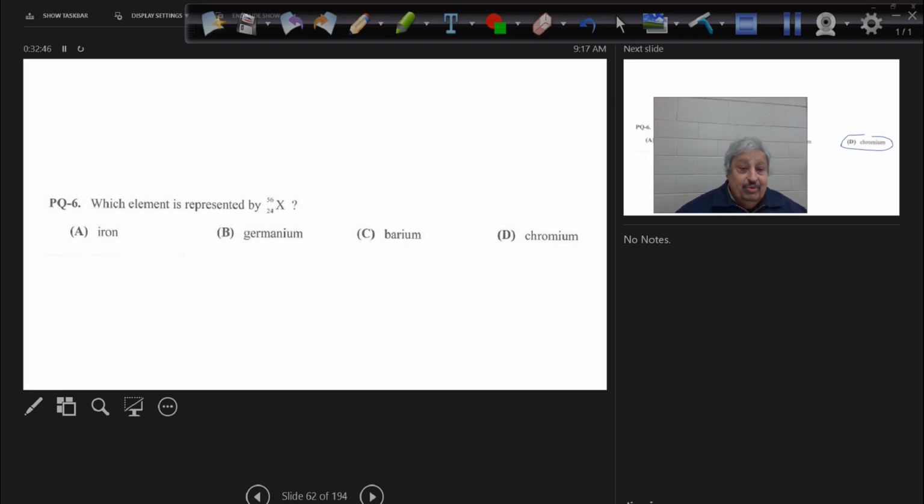So what will be this X? Look at 24, atomic number 24. Atomic number is always the least number, not the greatest number, always the smallest number. So what's this, A, B, C, D? I'm not looking. So you tell me which one. What's that? D, chromium, correct? 24, correct? So the answer is D.